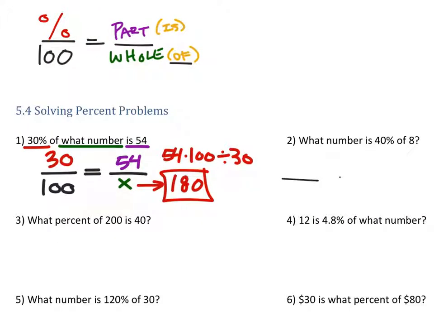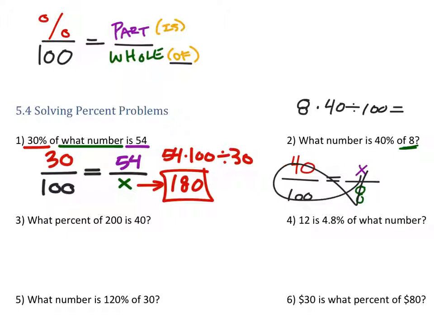I'll set my proportion up out of 100. And again, it gives us the percent at 40. And then it shows us that it's of 8. So again, there's that keyword of. Of 8 needs to go in the denominator. And our unknown now is in the numerator. So to solve this one, we would have 8 times 40 divided by 100. And that would be our unknown, right? That's it. There's our fish right there. So 8 times 40 divided by 100. Bam, 3.2. There it is.